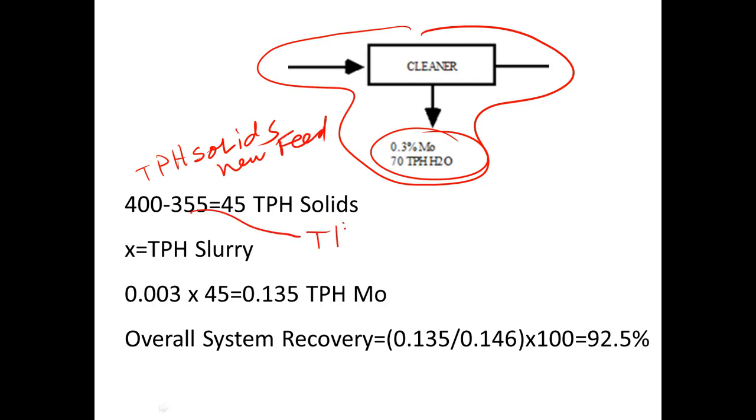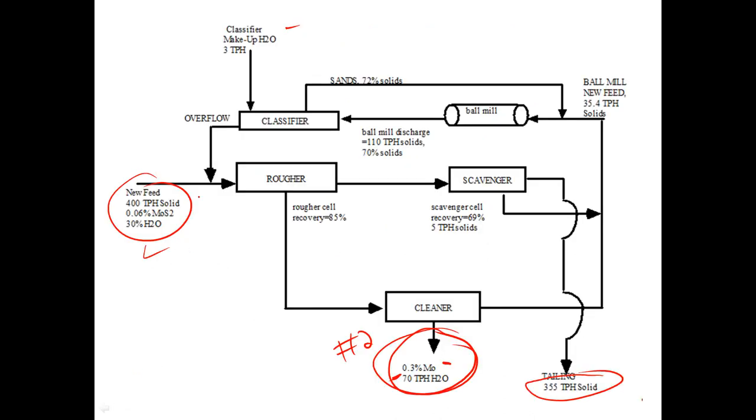355 was the ton per hour solids in the tailing. Probably worthwhile looking at that mass balance to see where those values came from. Inflow, there's no solids here.